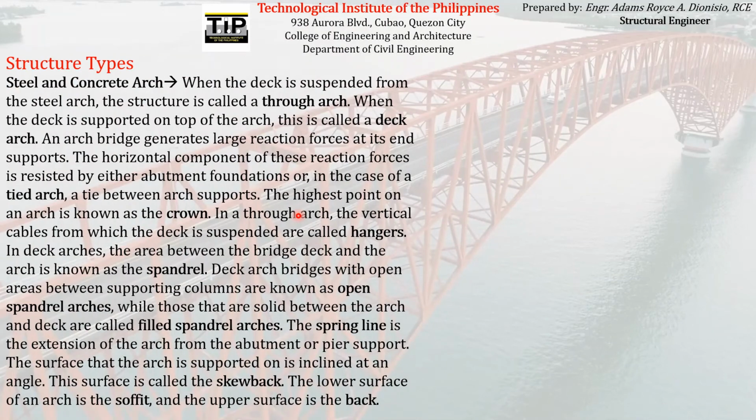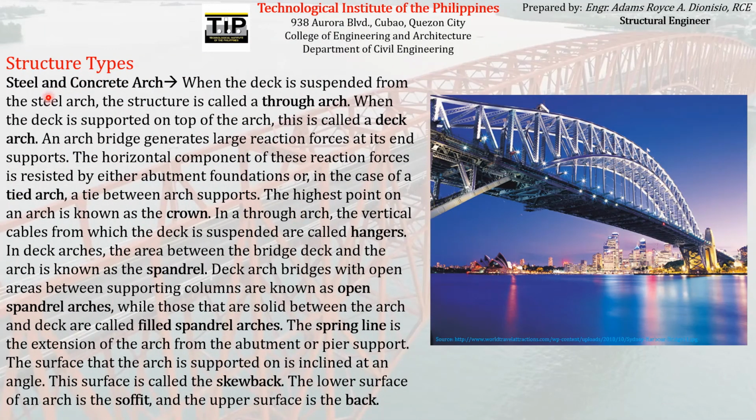Another type of bridge structure is steel or concrete arch. This is an example of steel arch. This is actually the Sydney Harbour Bridge that can be found in Australia. When the deck is suspended from the steel arch, the structure is called a through arch, just like what you are seeing here. So when the supporting arch is located above the deck, it's called through arch.